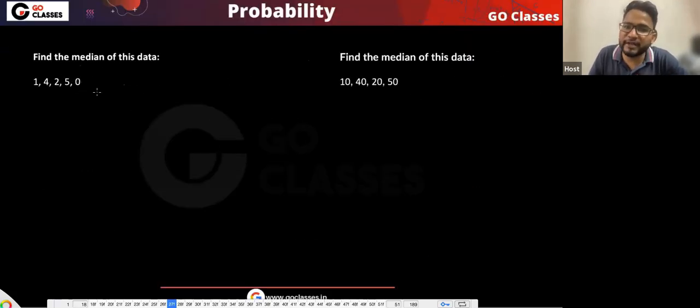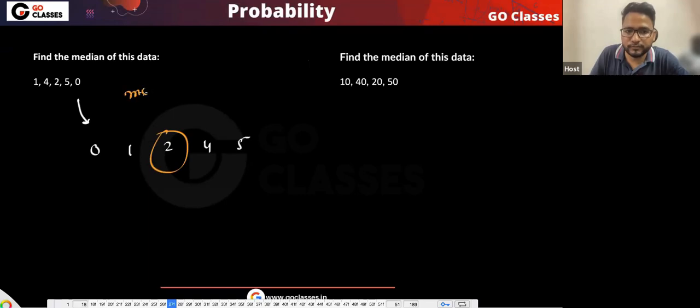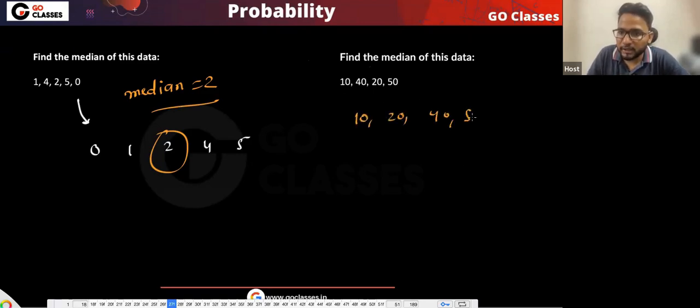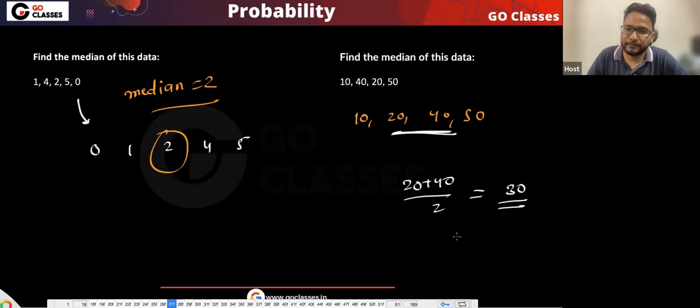Let's see what this means. If I ask you to find the median of this data, median means middle number. First you sort this, which is 0, 1, 2, 4, 5, and then tell me the middle number, which is 2. So you will say median is 2. Given the data, it is very easy, right? Now, the median of this data: you will just sort it, maybe 10, 20, 40, 50, and if in between there are two numbers, then you will just take the average of these two numbers. 20 plus 40 by 2, it is 60 by 2, 30. Okay, median is 30. Given the data, I think it is very easy. You just sort it out and then take the middle value. If in the middle there are two values, just take the average.